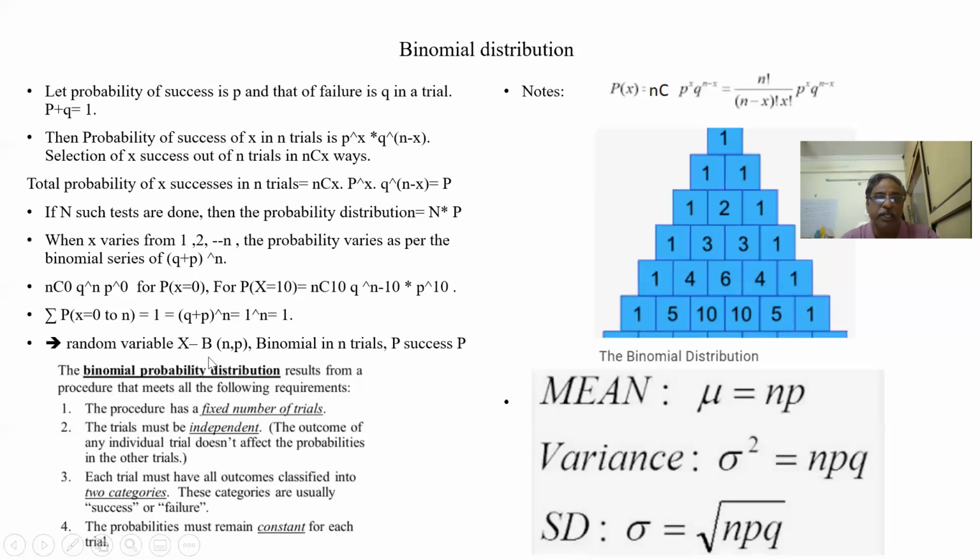First, a fixed number of trials. n cannot go up to infinity. Maximum n can be 100 or 50, like that. If it goes beyond 100, it is very difficult, and then we come under the Poisson distribution. But less than 50 or 100 becomes our binomial distribution. n should be a fixed number of trials. Each trial is independent, meaning one trial should not depend on another trial.